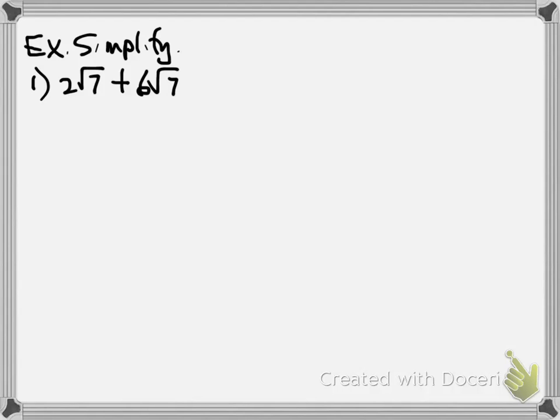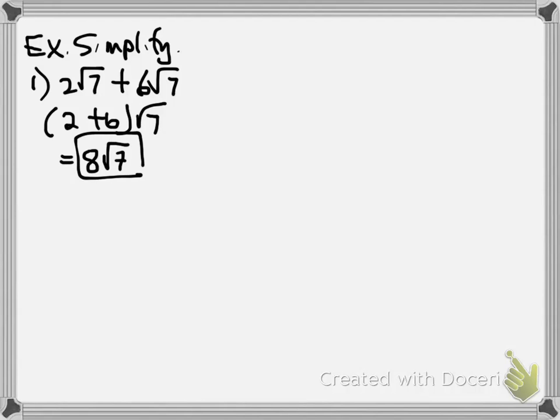Directions are just going to say simplify. So we're going to start off easy. 2 radical 7 plus 6 radical 7. What you should notice is that they both share a radical 7 in common. So if you factor that out, you just have 2 plus 6, which gives you 8 radical 7.